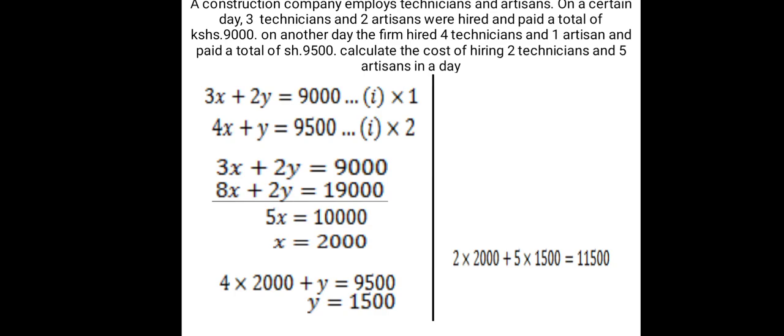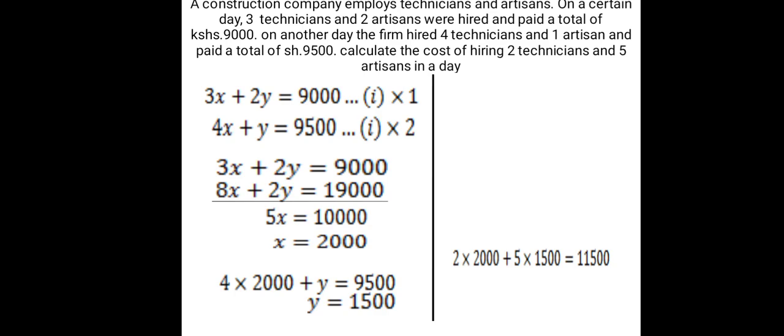So to eliminate, I have eliminated y by multiplying the second equation by 2. So the second equation becomes 8x plus 2y is equals to 19,000. Then subtract from the first equation, we should get a negative 5x. Sorry for omitting the negative. Negative 5x is equals to negative 10,000. So the value of x is 2,000.